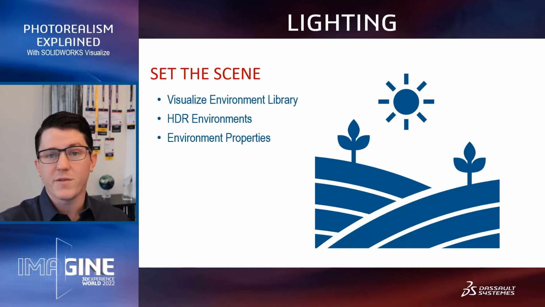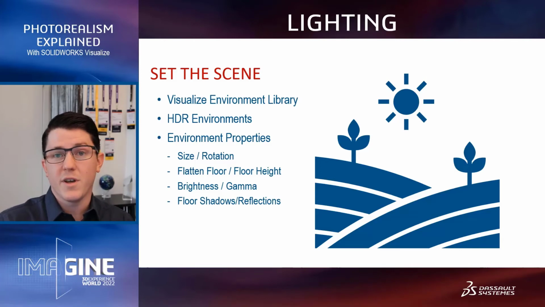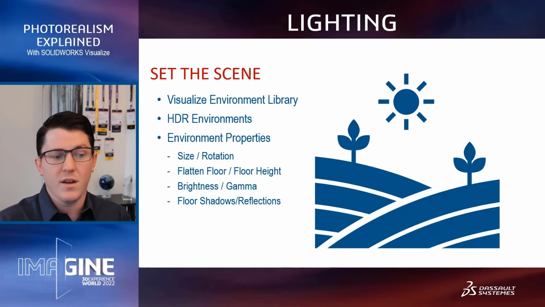Now, there are properties for all of these environments, and you can dial them in to whatever extent you'd like. Some of these settings would be the size and rotation of this sphere that surrounds the model. You can also flatten the floor. So if it's an image that takes place outdoors, you can make it look like it's sitting in the middle of a real scene. We also have brightness and gamma, and we can control the shadows and reflections that impact the model. So with all of these tools at hand, we can really use an environment to complement our model and make it look that much more photorealistic. Let's take a look at Visualize again and see how we can achieve that.